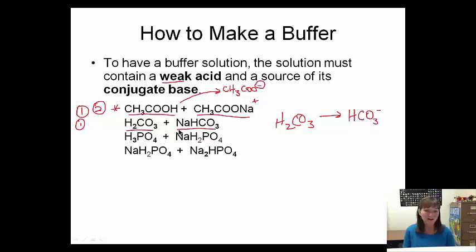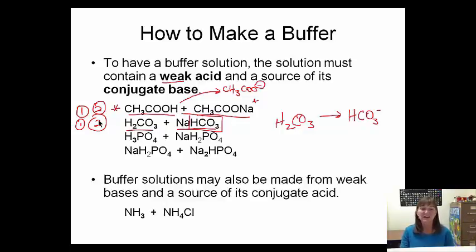Does my second compound contain the bicarbonate ion? It sure does. There it is right there. So this meets criteria 2. So these are all examples of good buffer solutions: a weak acid and a source of its conjugate base. You can also make a buffer by doing the opposite, taking a weak base, so ammonia is a weak base, and then finding a source of its conjugate acid.